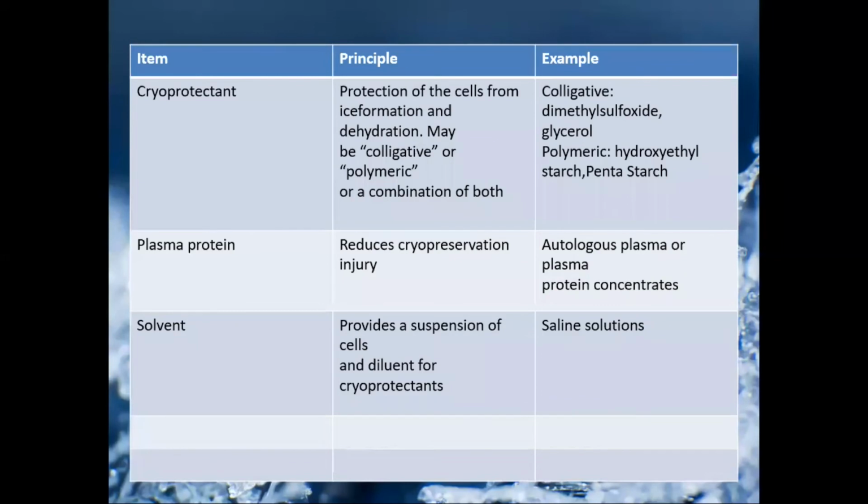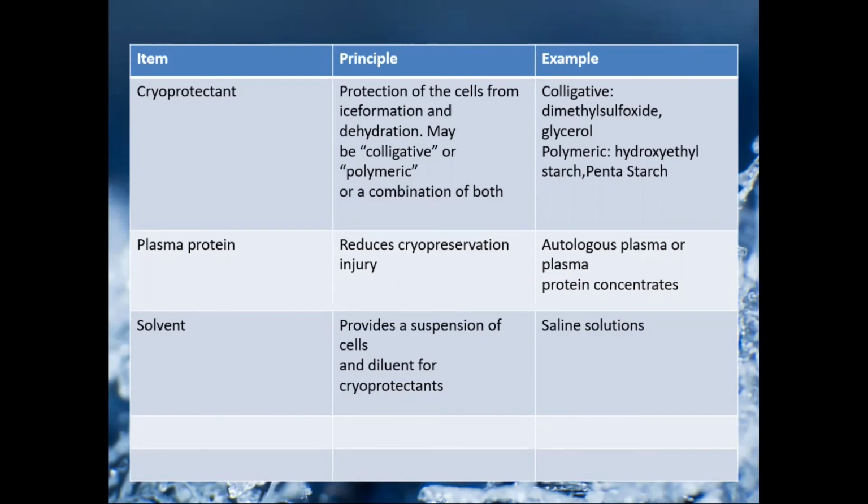So in a nutshell, what are the cryoprotectants? They can be either divided into colligative property or polymeric. Colligative property, as I've already defined, protects the cells from ice formation and dehydration. Polymeric are macromolecular substances which provide a glassy, protected shell outside the cell. So basically the cryoprotectant prevents ice crystal formation, cell shrinkage, and solute concentration.